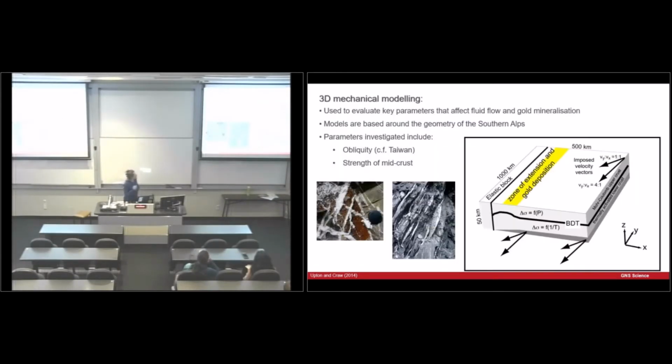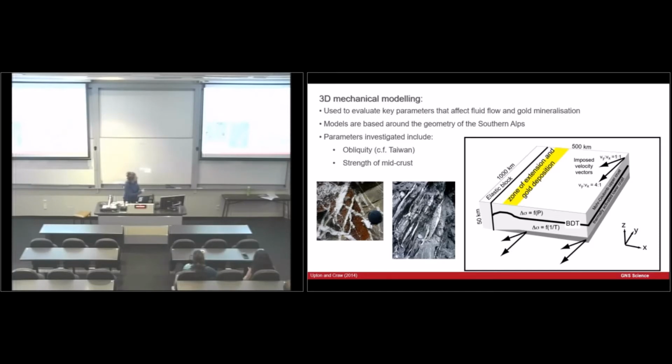So I did some 3D models to look at the key parameters, what is influencing and controlling fluid flow and gold mineralisation. The models are largely based around the Southern Alps but also Taiwan. And they're quite simple. With modelling, you try to pull out the key parameters that you want to explore.